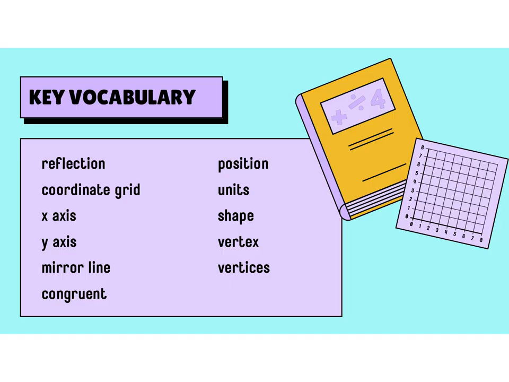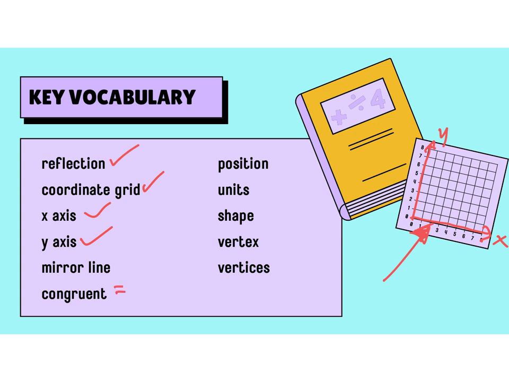So now we're going to just make sure you know that vocabulary we'll be talking about. You're going to talk about reflection, your coordinate grid. We've already done some practice making sure we can plot points. We've recently reviewed that x-axis and our y-axis over here. The mirror line is that reflection line. We'll be pointing that out today.